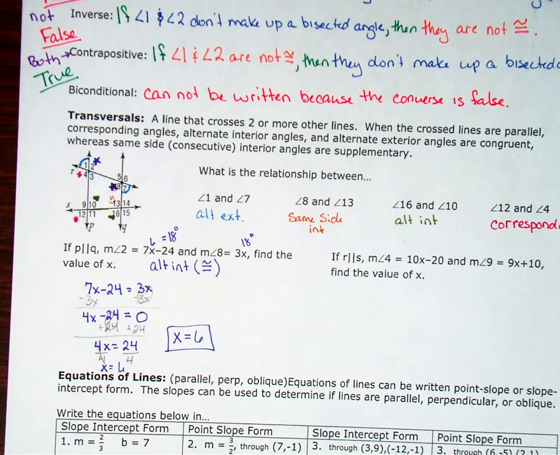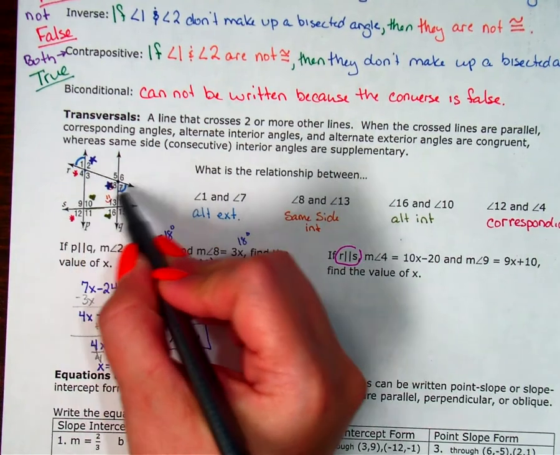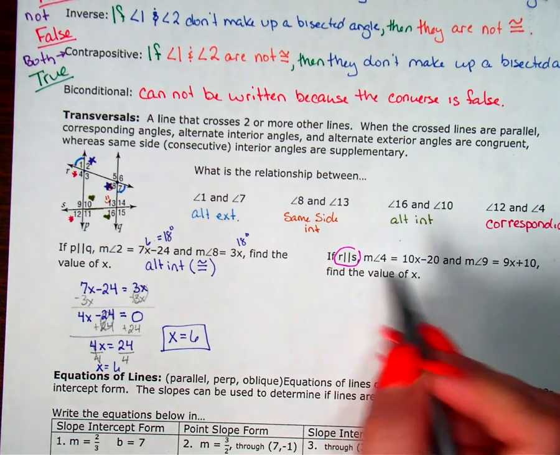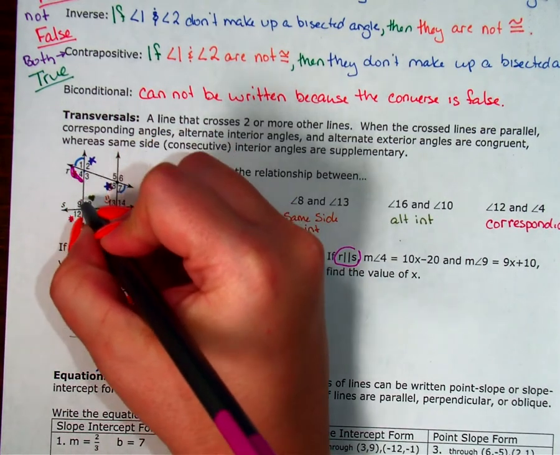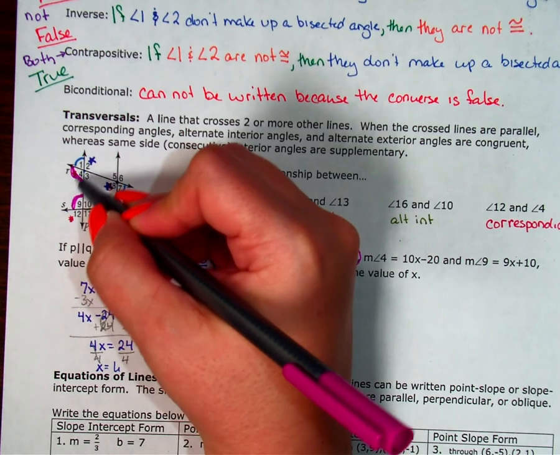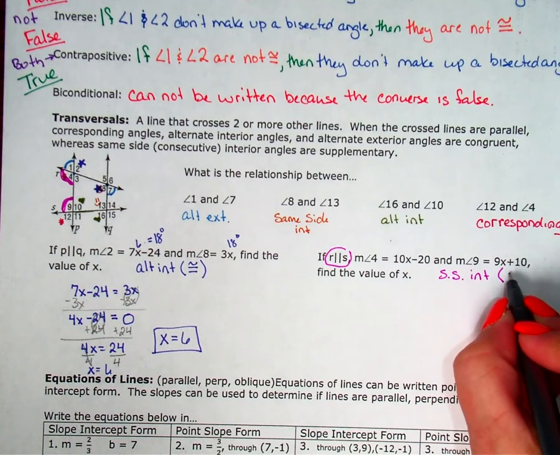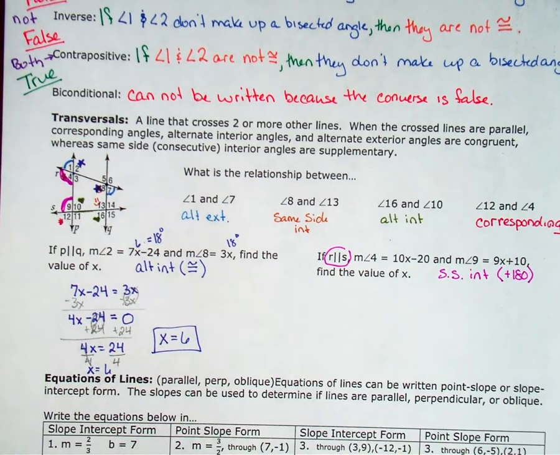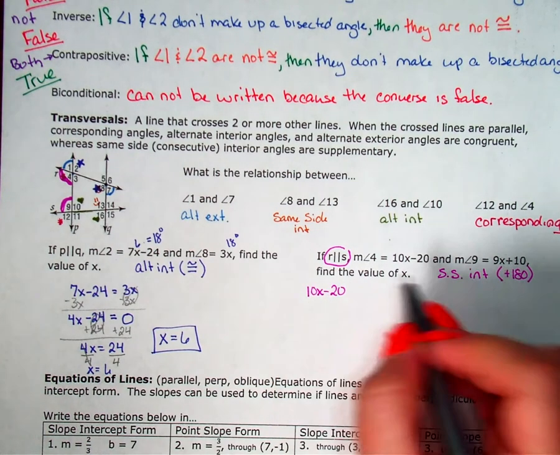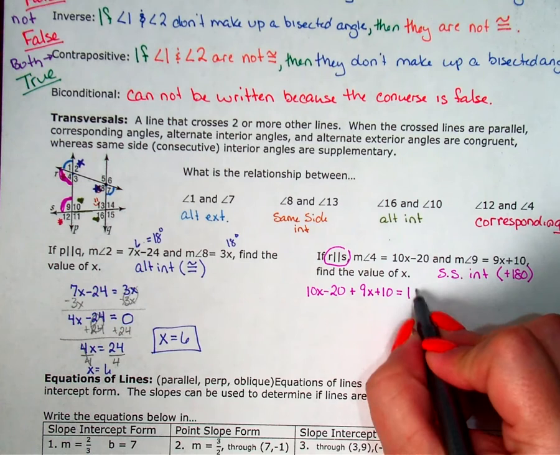When I look at the next one, R is parallel to S. Even though in my picture it does not look at all like those are parallel, I have to believe them. So I'm going to look at 4 and 9. Here's 4, and here is 9. Those are on the same side of this line here, and they're on the inside of R and S. So they are same side interior, which means they're not congruent. It means they add up to make 180. They are supplementary. My 10x minus 20 plus my 9x plus 10 is going to be equal to 180 degrees.